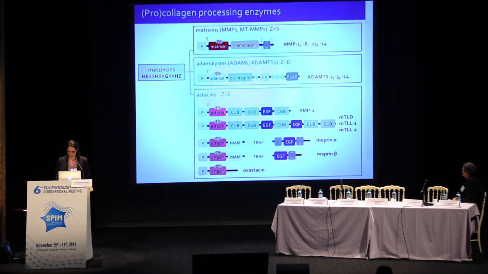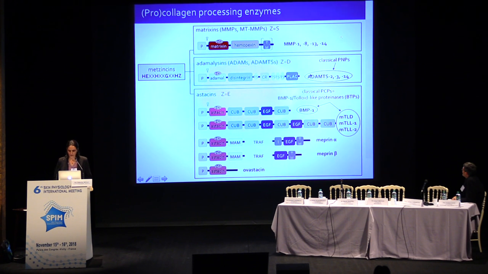substrate specificity. And for example, if we start with the classical procollagen N proteinases, which were the first to be identified to cleave the N-terminus of collagens 1, 2, and 3, they are called ADAMTS2, 3, and 14, and belong to the ADAMTS family. Whereas the classical PCPs are also known as BMP1/tolloid-like proteinases, and they will be the focus of my presentation today.